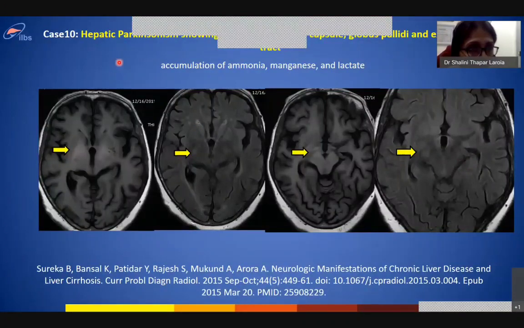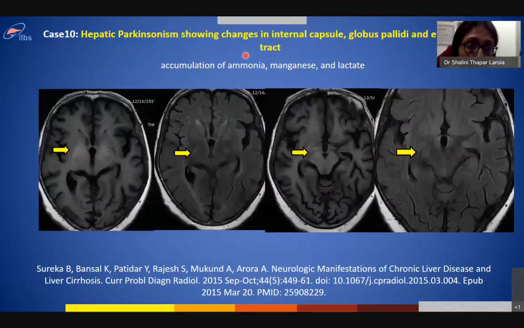So there is an entity known as hepatic Parkinsonism. It shows changes in internal capsule, globus pallida, and extrapyramidal tracts. Why? Because there's accumulation of ammonia, manganese, and lactate as a patient develops hepatic encephalopathy. As the levels of ammonia rise in the blood, when the liver cannot synthesize or cannot filter ammonia out of your blood, that's what happens in a patient with CLD. The brain starts showing changes too.